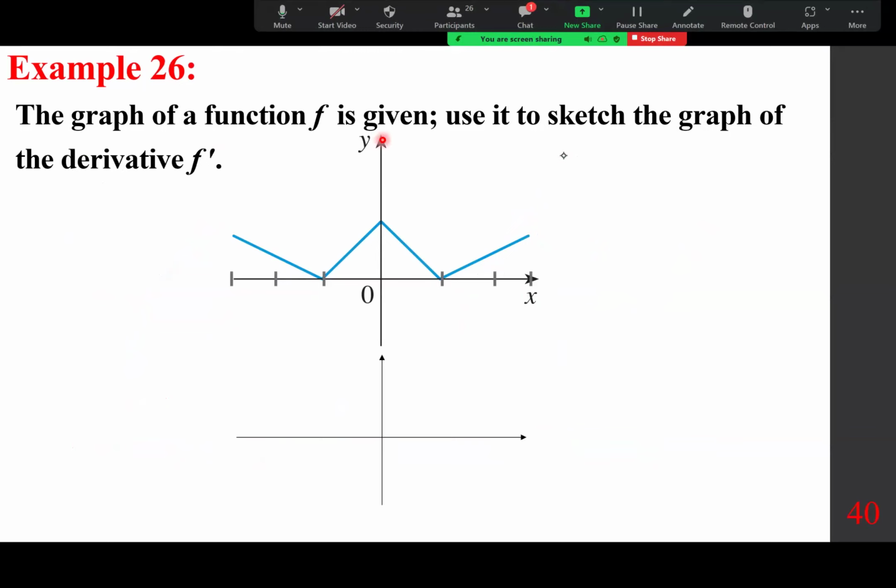The graph of a function f is given. Use it to sketch the graph of the derivative f prime. So the very first thing I want you to notice, we have 1, 2, 3, 4 line segments. That means for each line segment, we are going to calculate the slope first.